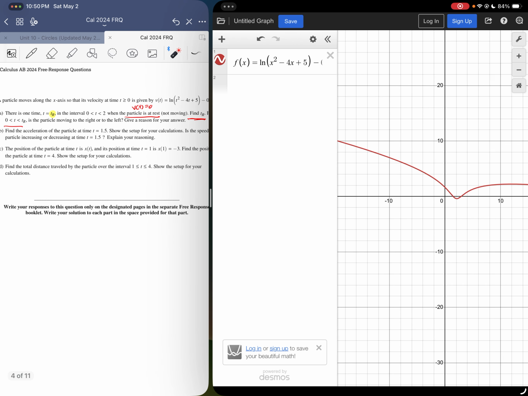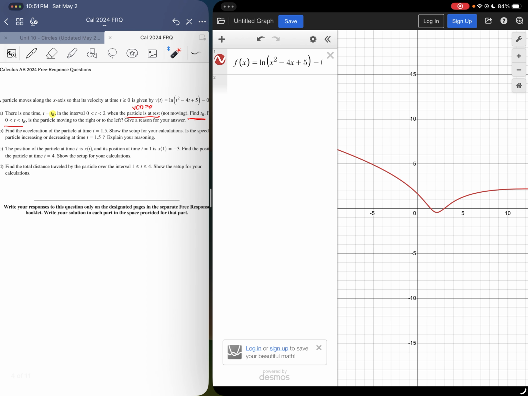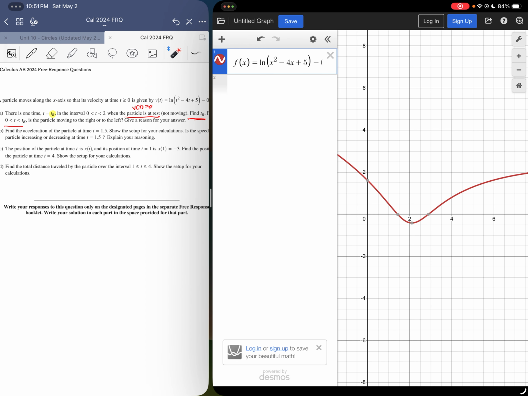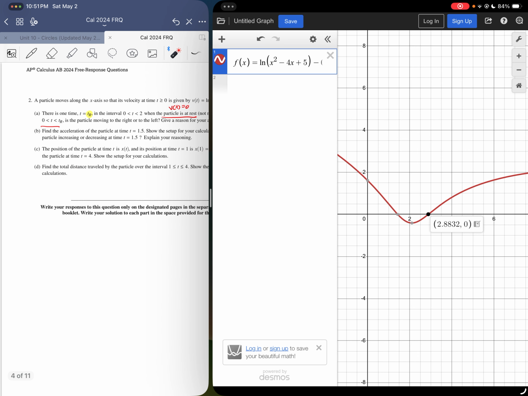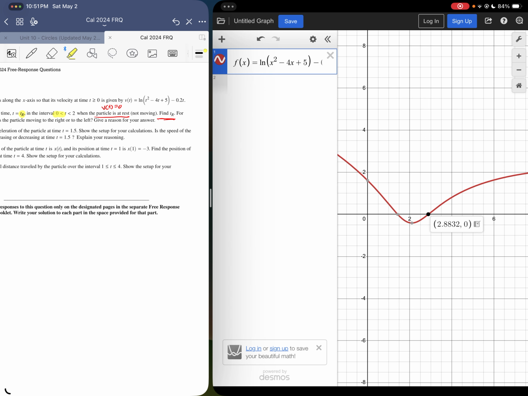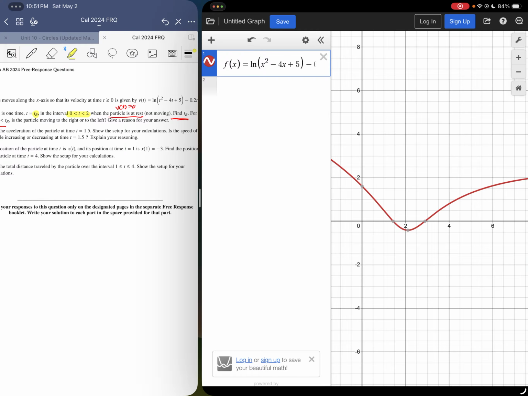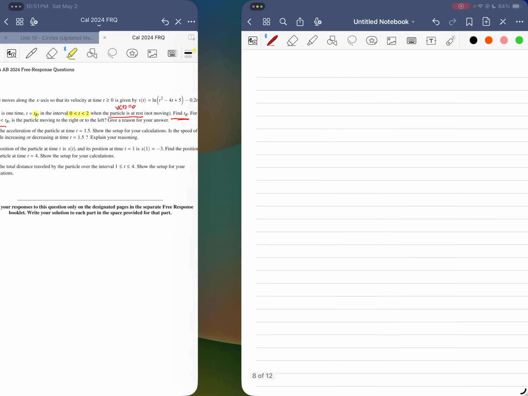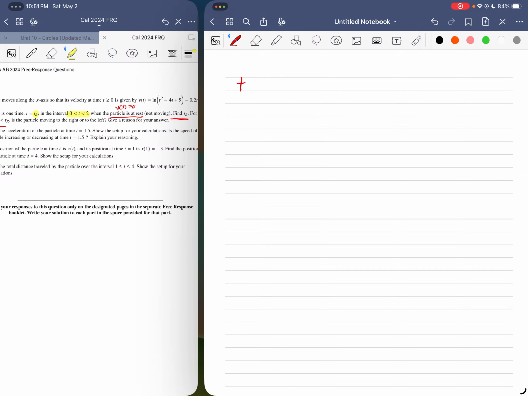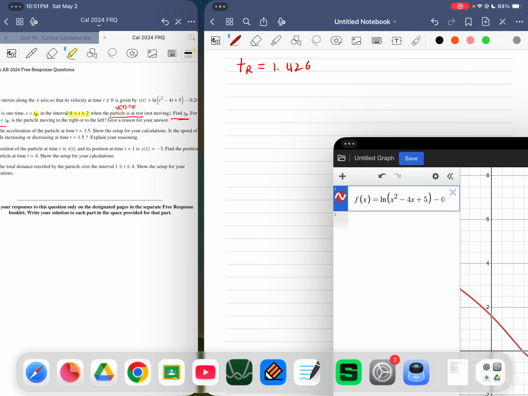I'm double checking if I missed anything. I didn't. All right, so this is the graph. That's the velocity. Now, when is it equal to 0? This one I cannot use because our domain clearly says it should be between 0 and 12. So that is going to be the t of r, which is 1.426.